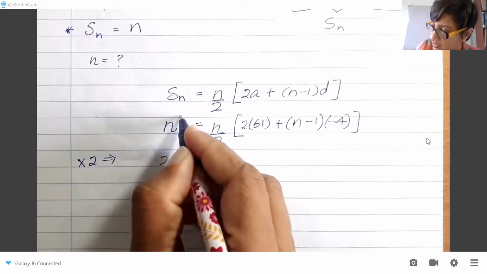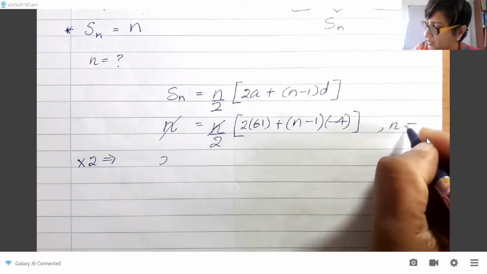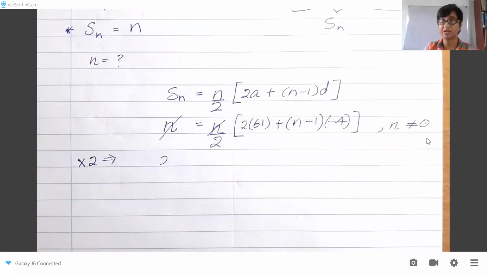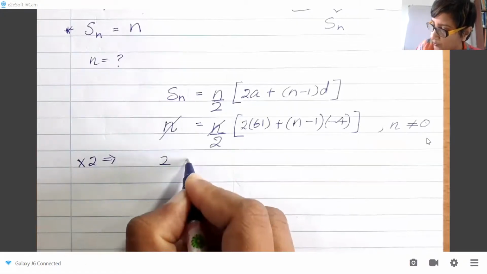Oh, and I can cancel this off, isn't it? When you do that, you have to say, I'm doing that because n is not equal to 0. Canceling something off means you are dividing both sides by n. You can only do that because it's not equal to 0. If it is 0, you can't divide by that.